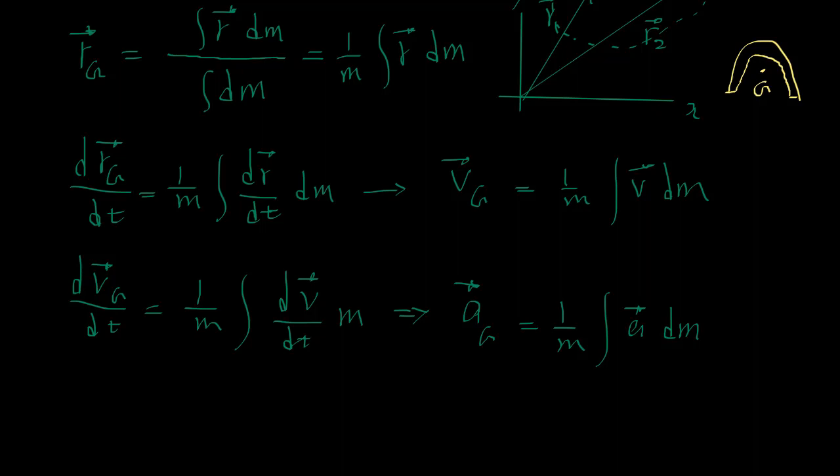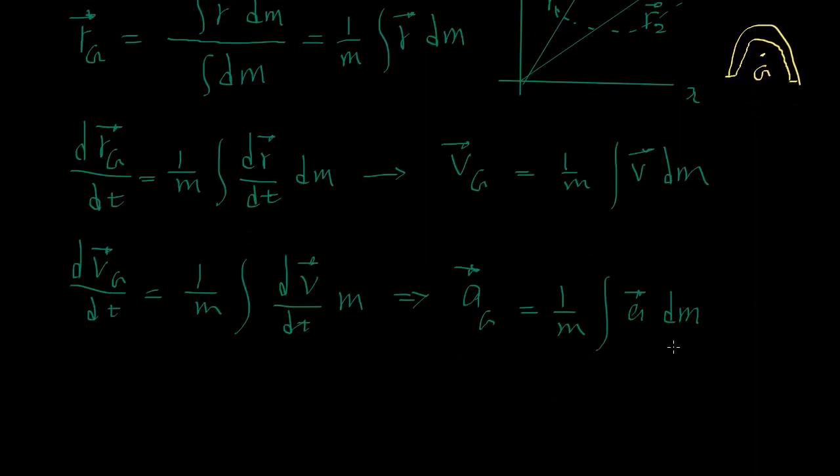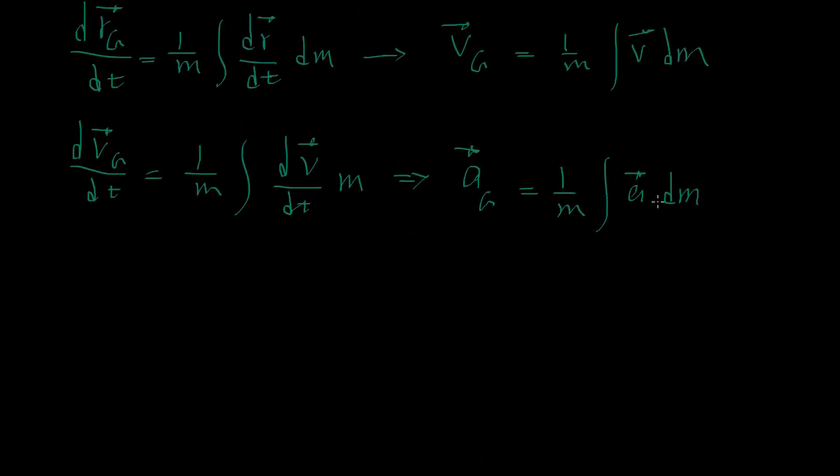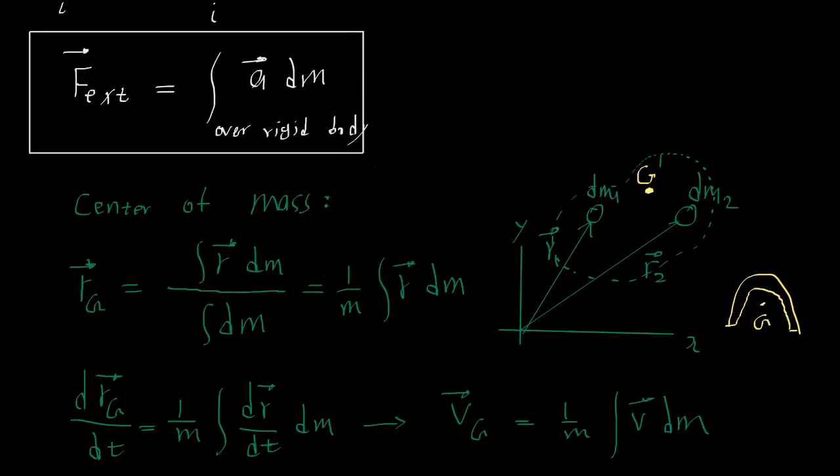Now we start to see why we are doing this. This a dm is a term that showed up here, the integral of a dm. So I can write down here that the integral of a dm is just equal to m times ag, basically multiplying both sides by m. So this integral is equal to the mass of the rigid body times the acceleration of center of mass. So now let's plug this equation into the previous equation that we had over here.